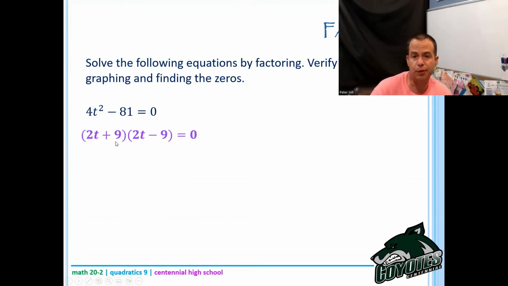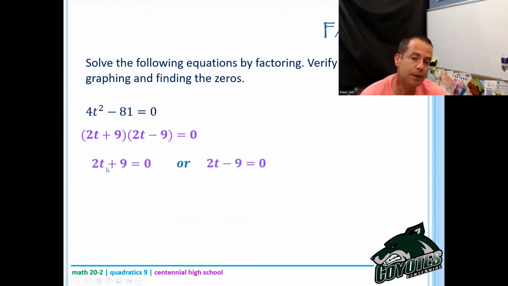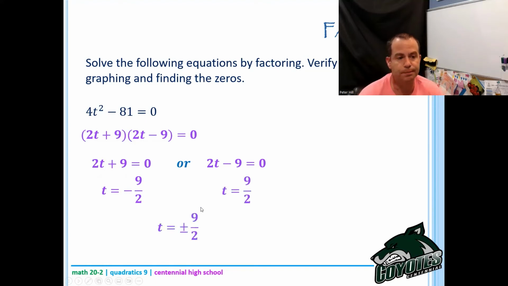There's a zero product principle. I have a factor times a factor equals 0. Each of those factors could be 0. So I'm going to pull them out. If 2t plus 9 equals 0, I'll subtract 9 from both sides and divide by 2. So that'll be t equals -9/2. And then if 2t minus 9 equals 0, I'll add 9 to both sides and divide by 2. So I end up with t equals plus or minus 9/2. Okay, go ahead and graph that so you can verify. 9/2 is like 4.5. So on your graphing calculator, that's what you should see.